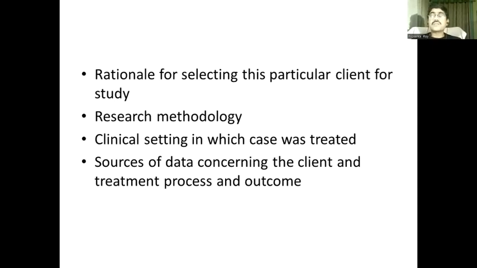And what are the baseline scores? What are the things I am using for the baseline data and outcome data? That is also part of the research methodology. We also need to mention in which clinical setting the client was treated and what the frequency of the sessions was. And sources of data concerning the client, the treatment process and the outcome also need to be mentioned. For example, if we got previous case records, or if there were any informants, or the client himself or herself was the informant, all those sources we need to mention.